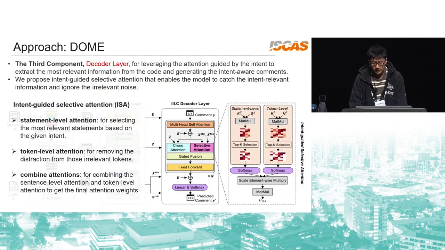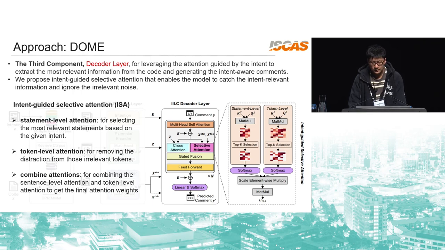The third component is the decode layer, which aims to generate the intent-aware comments. We also construct the decode layer based on the transformer decoder, but one difference is that we add the intent-guided selective attention to enable the decoder to capture the intent-relevant information and ignore the irrelevant noise. Our proposed attention contains three calculation steps: the statement-level attention calculation, the token-level attention calculation, and the combining attentions.